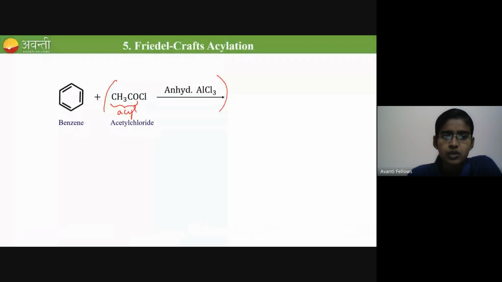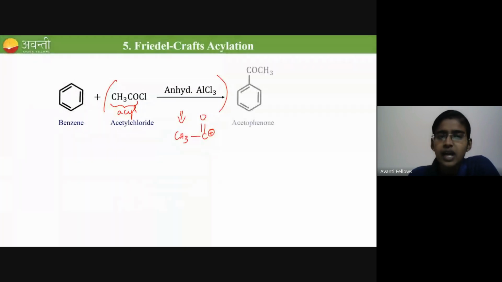Now from this acylating mixture, CH3CO plus electrophile will be generated, and it will go and attack the benzene. If it goes and attacks, we are getting acetophenone and HCl is coming out. Now how is the CH3CO plus getting generated?